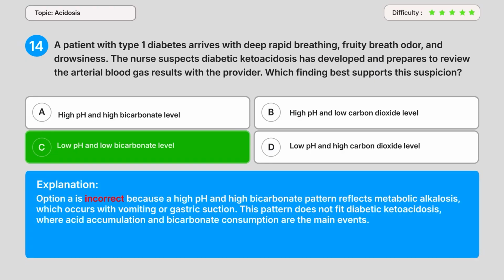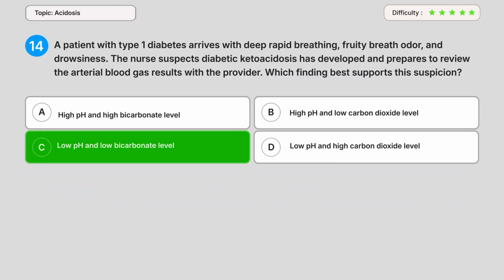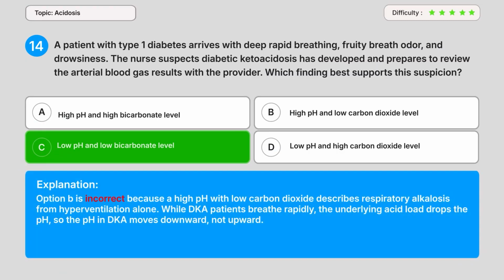Option A is incorrect, because a high pH and high bicarbonate pattern reflects metabolic alkalosis, which occurs with vomiting or gastric suction. This pattern does not fit diabetic ketoacidosis, where acid accumulation and bicarbonate consumption are the main events. Option B is incorrect, because a high pH with low carbon dioxide describes respiratory alkalosis from hyperventilation alone.